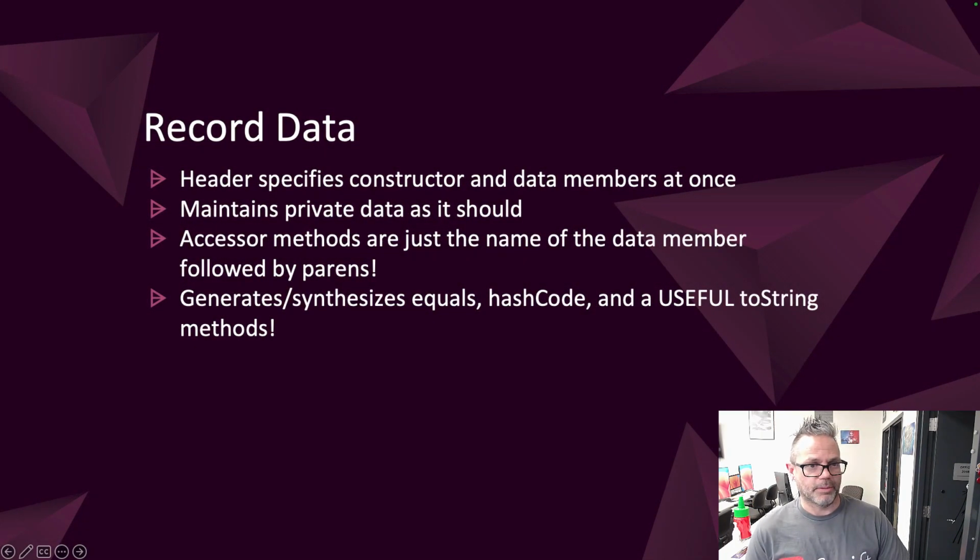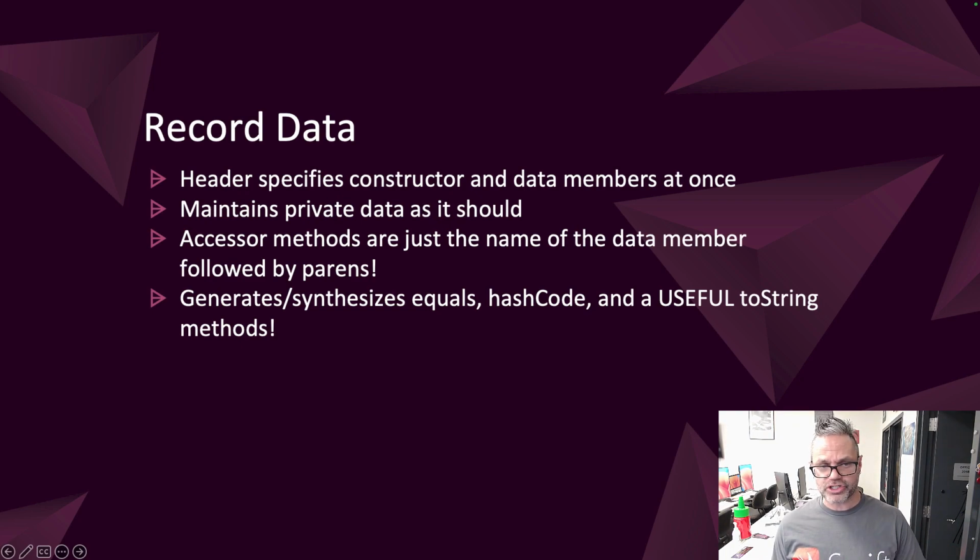So a record data type. The header on that specifies the constructor and the data members all at once and allows the object itself to contain private data just like it should, because the data member should be private. We shouldn't expose that information publicly. The accessor methods are just the name of the data member followed by parens. So easy, you don't have to worry about anything with that.